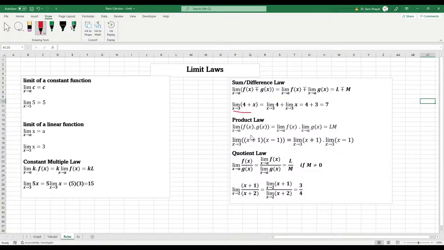The product is also the multiplication of the two functions, like this one here: the limit of this one times the limit of this one, the same as if you substitute directly. And for the quotient, it works the same, but with a condition here that the denominator limit m should not be 0.